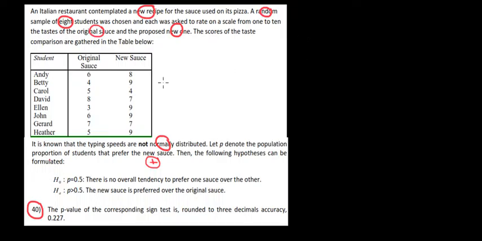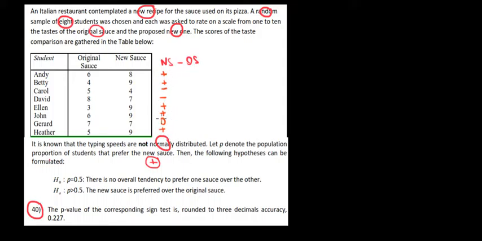Now, how do we compute a sign test? Well, basically, first we have to have a look at the differences. What are the differences between the new sauce and the original sauce? And we only care about the direction of the differences, whether they are positive or negative. So for instance, over here we have 8 minus 6, that's a positive difference. 9 minus 4, that's a positive difference. 4 minus 5, that's a negative difference. 7 minus 8, that's a negative difference. 9 minus 3, that's a positive difference. 9 minus 6, that's a positive difference. 7 minus 7, that's 0. 9 minus 5, that's another positive difference.